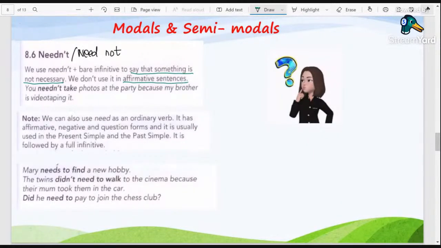You need not take photos at the party because my brother is videotaping. Maksudnya tak perlu buat sesuatu sebab ada orang lain dah buat dah. Okay, look at the note.